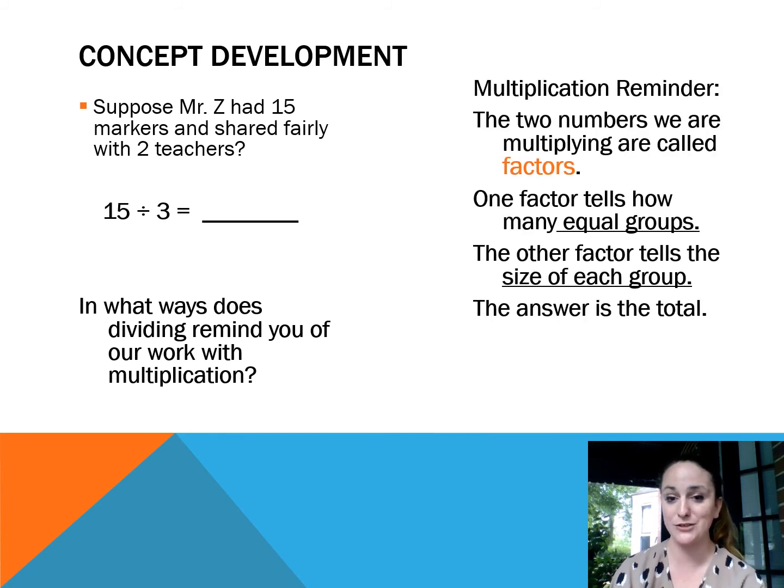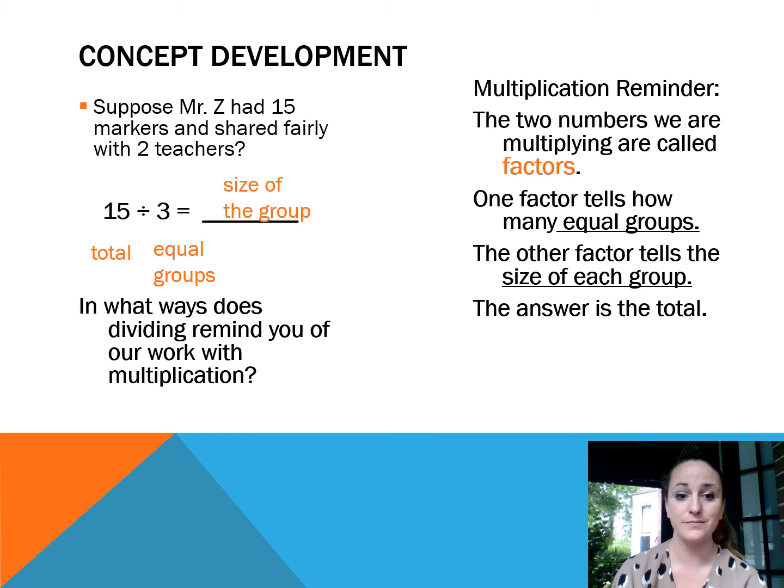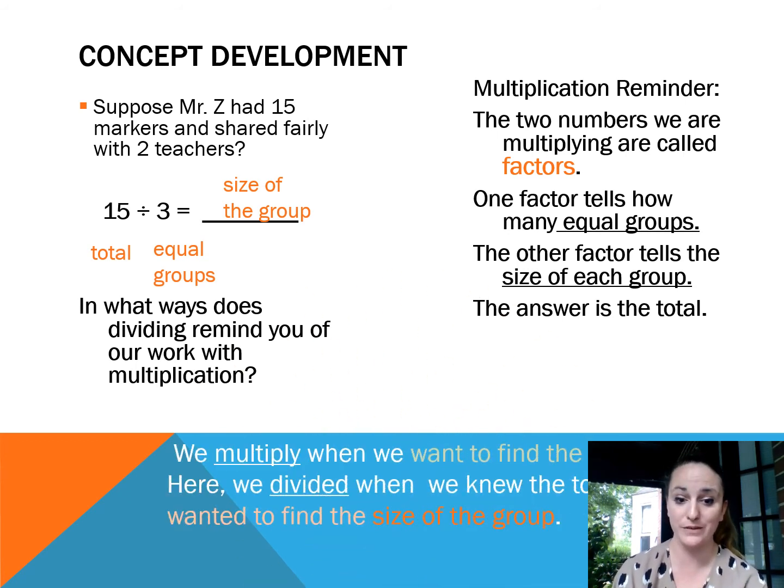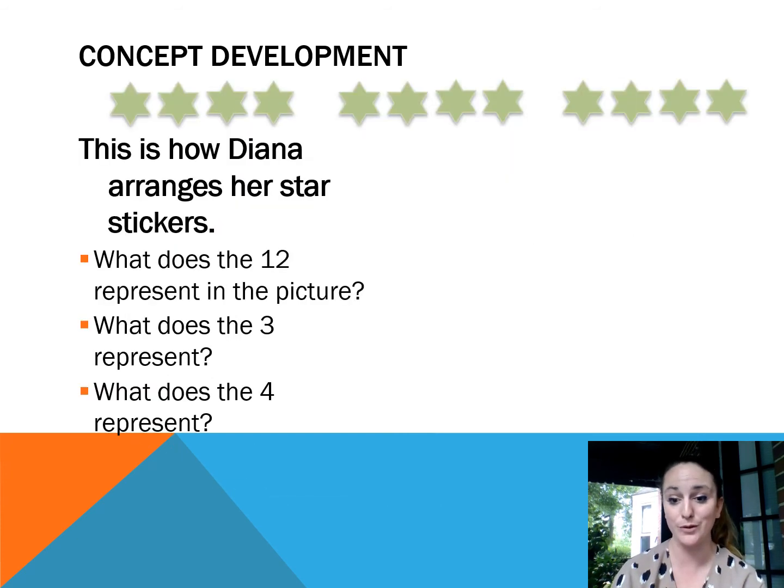Remember, for multiplication, the 2 numbers we are multiplying are called factors. One factor tells how many equal groups, and the other factor tells the size of each group. The answer is the total. In division, the total is always going to be your first number, and it can be divided by either the equal groups or the size of the groups. We multiply when we want to find the total. Here we divide when we know the total, but we want to find the size of the groups.